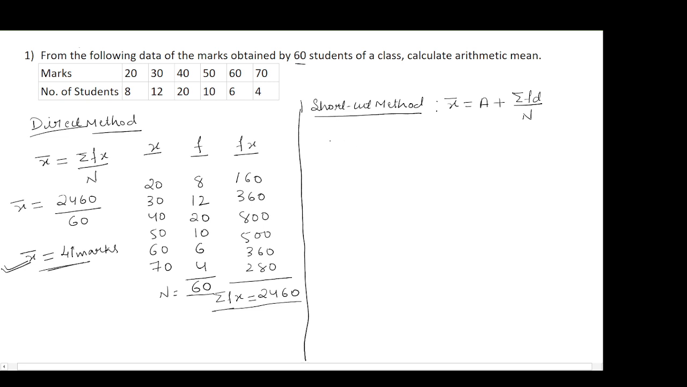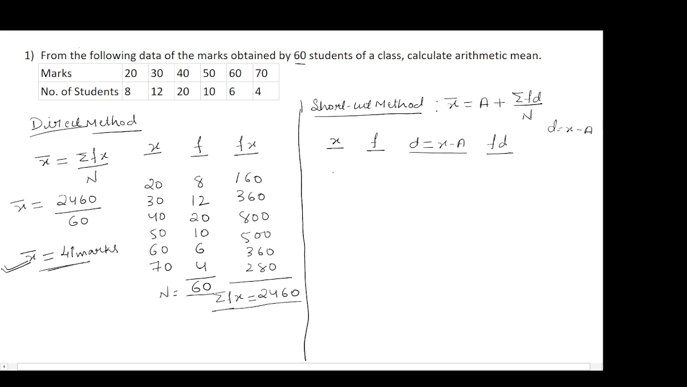problem, we will again prepare a chart. Write down the x values, f values as it is given in the question. Here we don't need fx, we need f into d. As per the formula, we need f into d, but we don't know what is d value. So first we have to calculate d. What is d? As per the formula, we know that d is equal to x minus a. So d is equal to x minus a. Then what is there in the formula? fd. So we have to calculate fd.